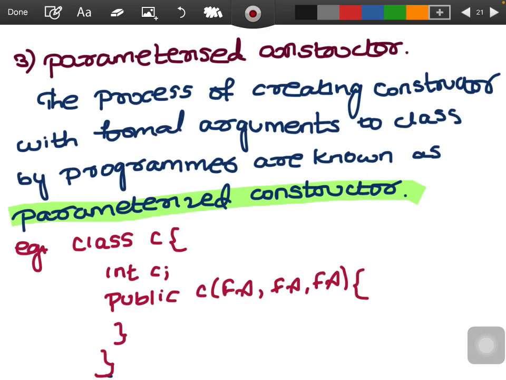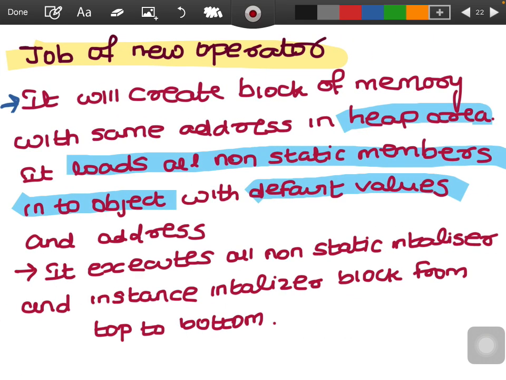And the third, we have the parameterized constructor. The process of creating a constructor with the formal arguments to the class by a programmer is known as a parameterized constructor. That means when we pass the formal arguments to the constructor, it is known as a parameterized constructor.